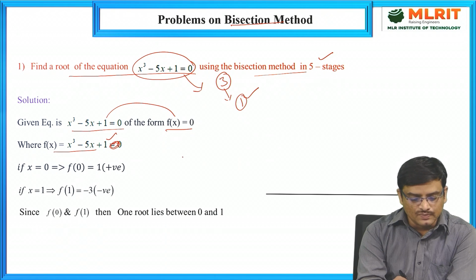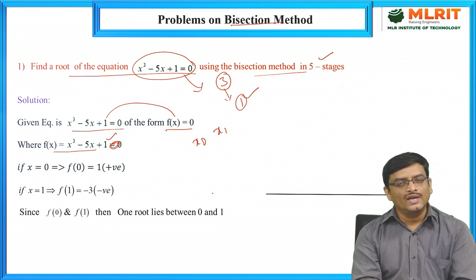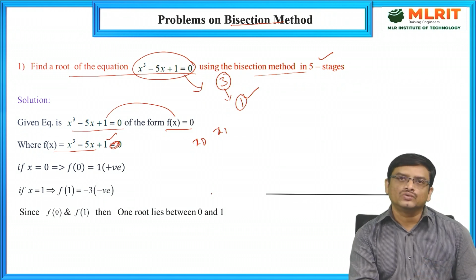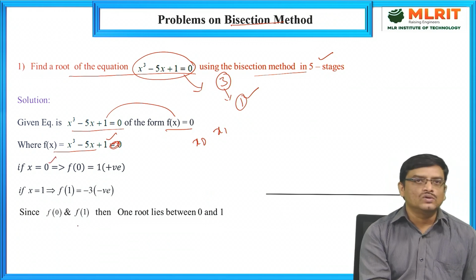Our next step is to find two real numbers, one is x0 and one is x1. Really, we don't know what the two real numbers are here. We have to get the two real numbers here. For this purpose, we will start with x is equal to 0.